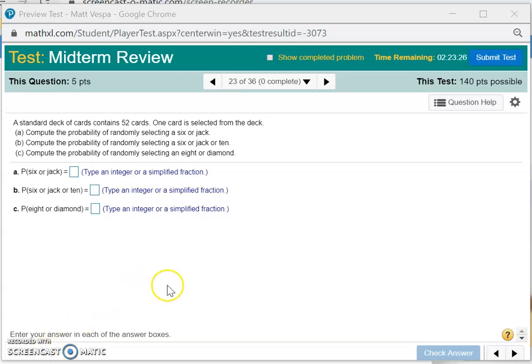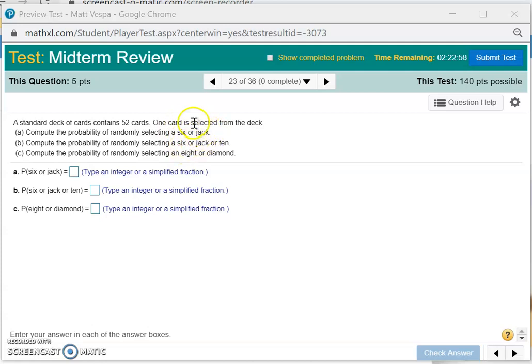So as we read a problem, right, the biggest thing on the midterm, different from the homework, is you don't know what section you're working in, right, when you're on the test. So we need to recognize when we read a problem. Here's a standard deck contains 52 cards. One card is selected. Compute the probability of randomly selecting a 6 or a jack. Okay, so this is just a basic probability problem, right? So just things we need to recognize.